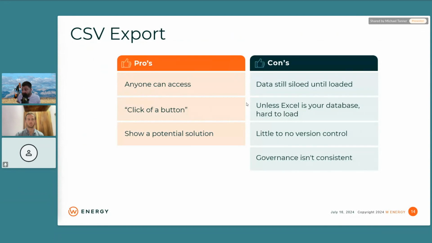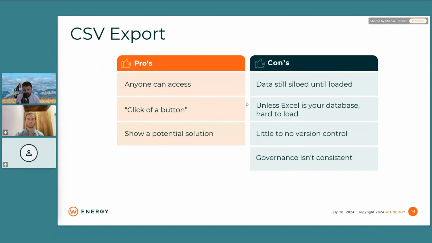One of them is anybody can access this. It's pretty easy to click a button and get a CSV export, and it gives you an ability to get your data quickly and show a potential solution. If all your data is just in that one spot, you can very easily just get it out and say, create a pivot table with it, create a pivot chart with that, however you want.